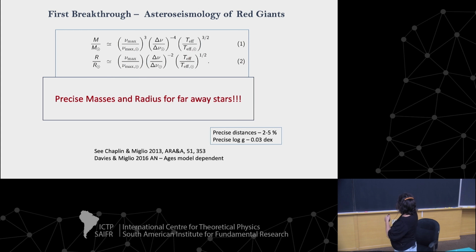And look, I can reach precision in distance of the order of 2 to 5%. I can get the gravity, as I told you, of the order of 0.03 dex. This is 1 order of magnitude better than any gravity somebody can get from a spectrum, even if the spectrum is high resolution. So this is a gift from nature, right? So we can get this. One of the reviews I suggest you read is this review in Annual Review by Chaplin and Miglio, where they talk about some of these things that were just coming out, so 2013.